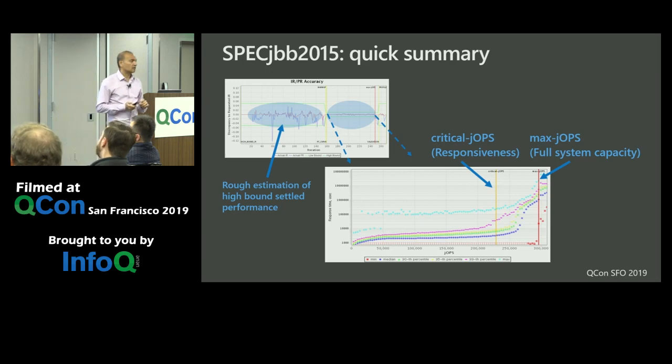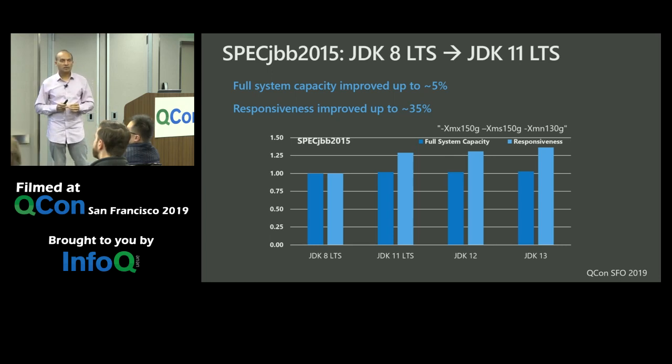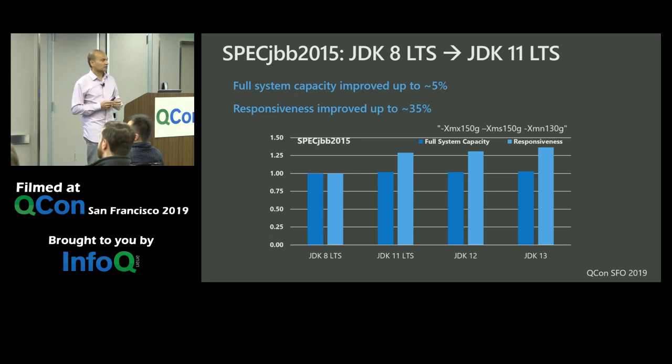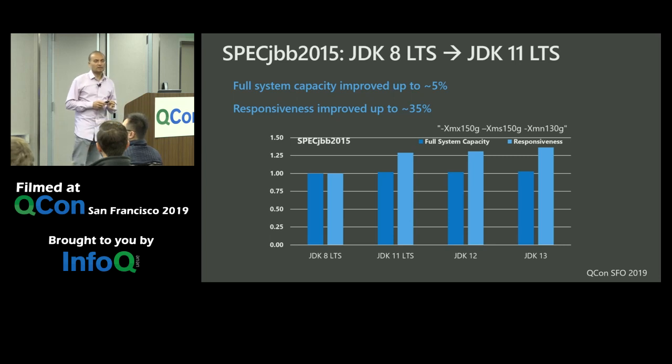Now let's look at some of the data we got. This data is for JDK 8 to 11, showing full system capacity and responsiveness. Between 8 and 11, you will see almost no difference in full system capacity, and you may be surprised why. I talked to a person on the team who works on several of the JIT-related changes, and even for 11 and 12, they have been backported to JDK 8. So if you pick the latest JDK 8, several of the JIT-related changes are backported. Throughput-wise, you would see very similar performance in many situations. That's the reason.